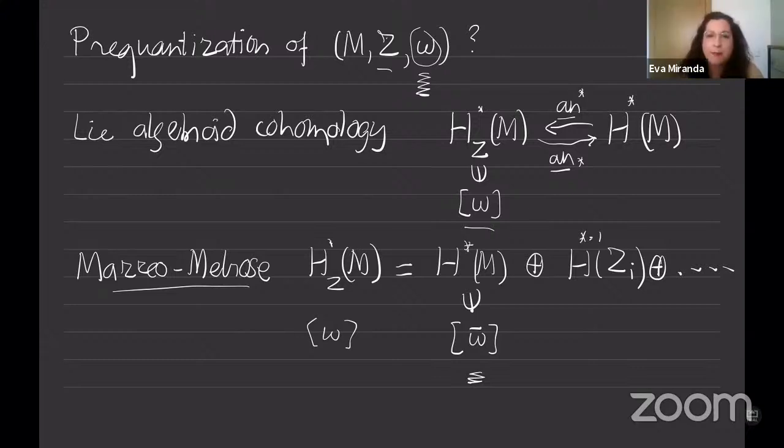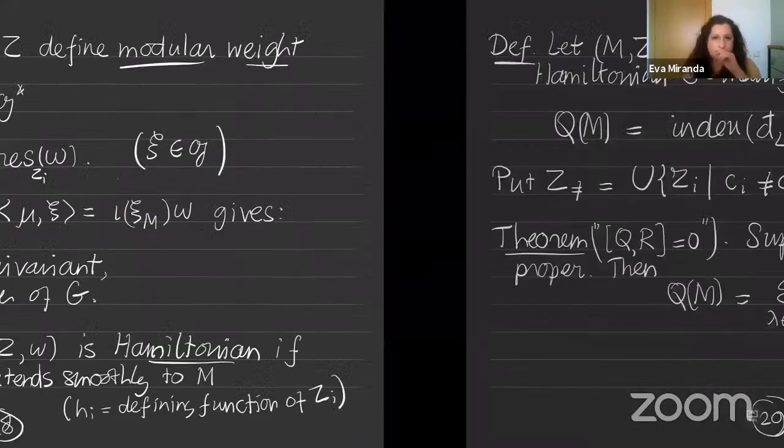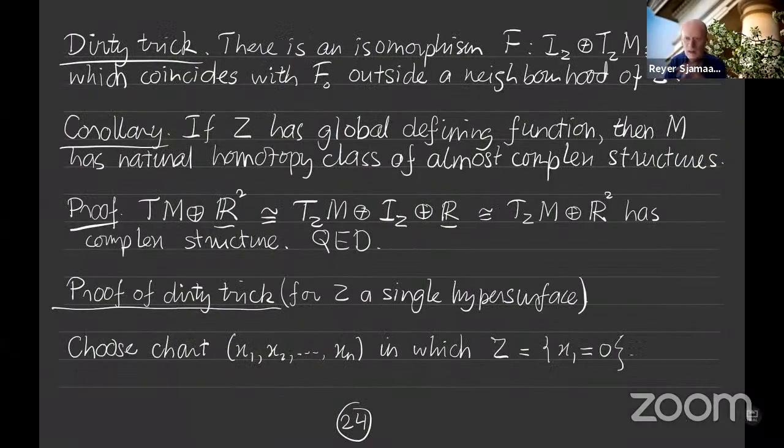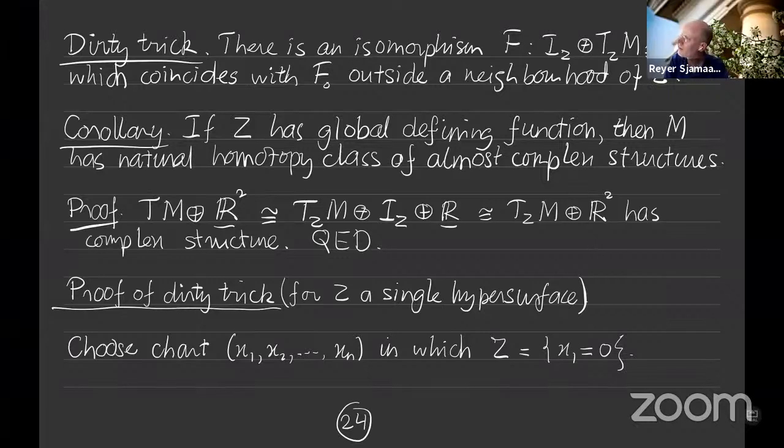And your dirty trick, may I ask, in this construction, what happens with the cohomology class? What cohomology class are we talking about? Omega. I don't know. It's a good question. I'm not sure I can figure it out on the fly. I'll have to think about it.